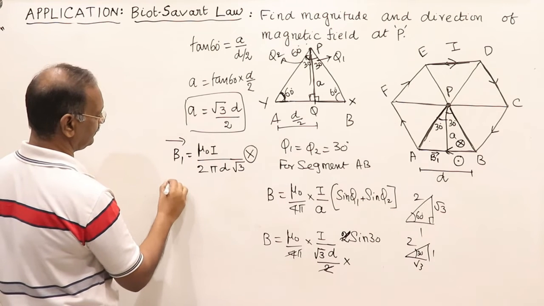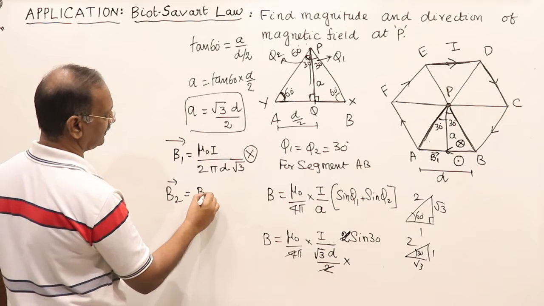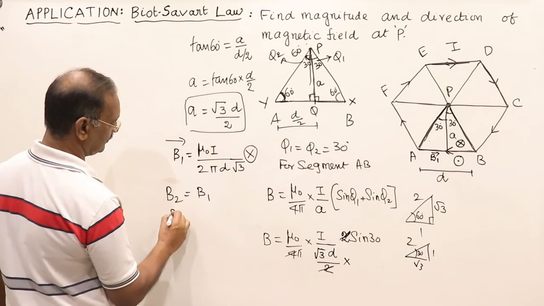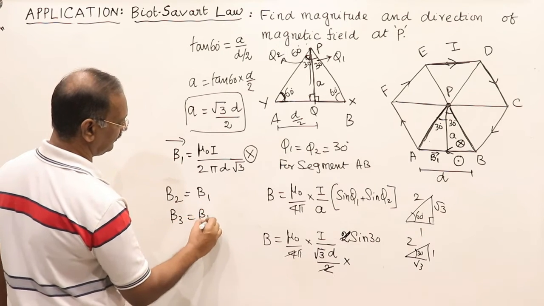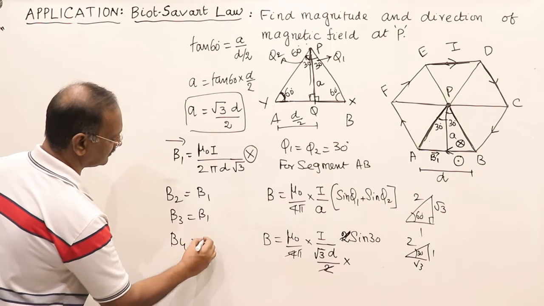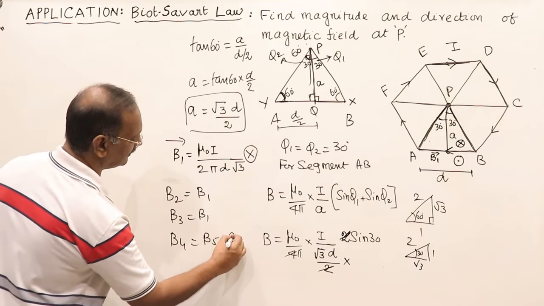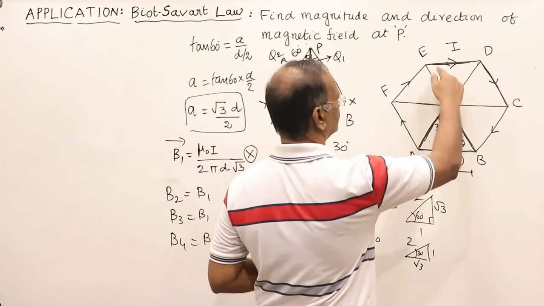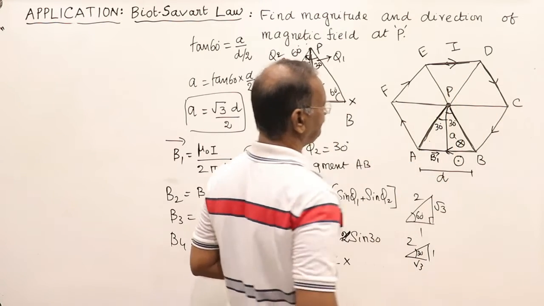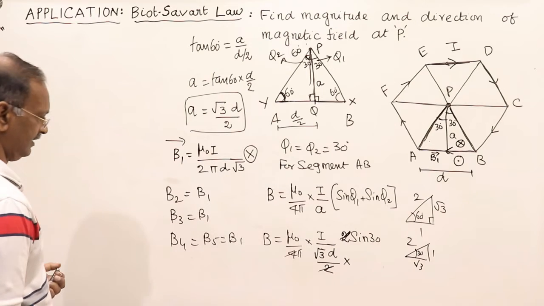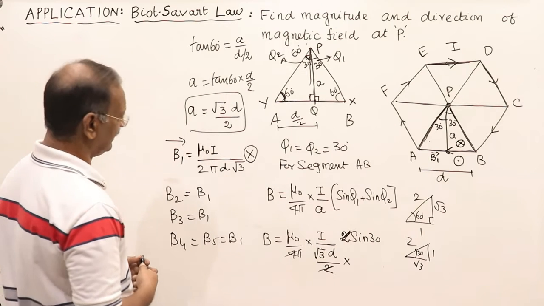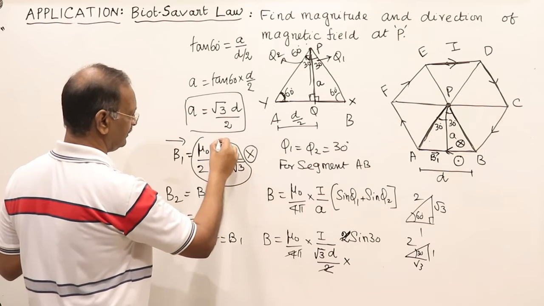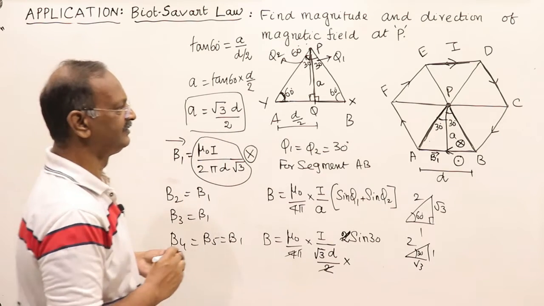The magnitude of B2 is the same. The magnitude of B2 is equal to the magnitude of B1, and the magnitude of B3 is equal to the magnitude of B1. The magnitude of B4 is equal to the magnitude of B5 is equal to the magnitude of B1, because all are the same triangles. It means the magnitude part is this one for all. Now the direction for this one here.